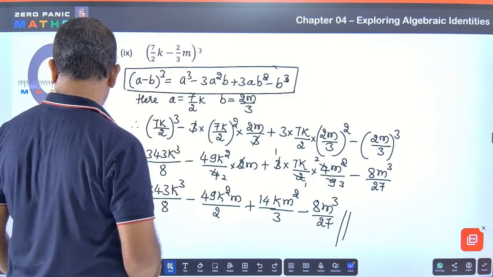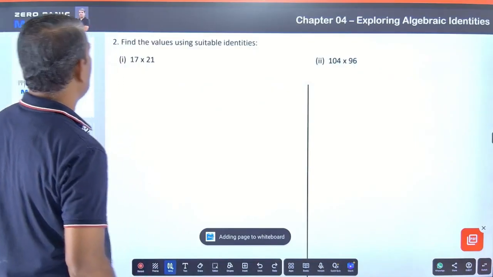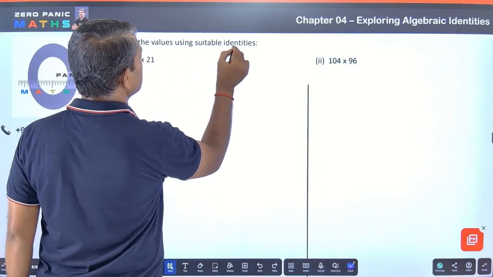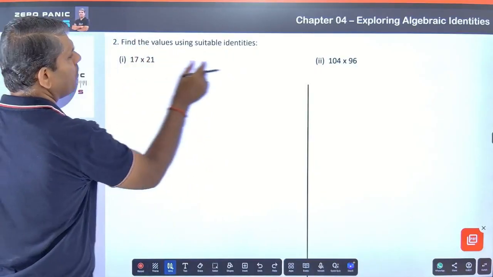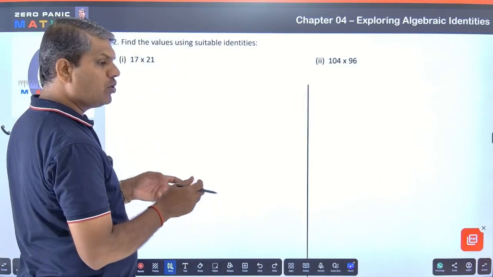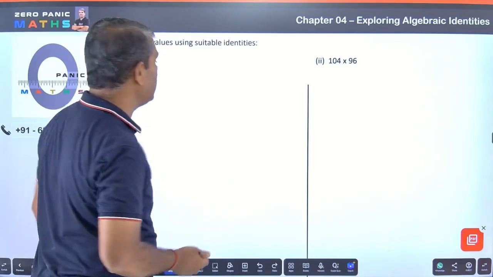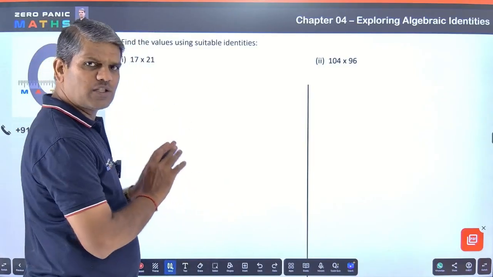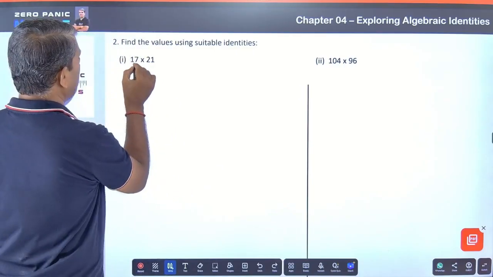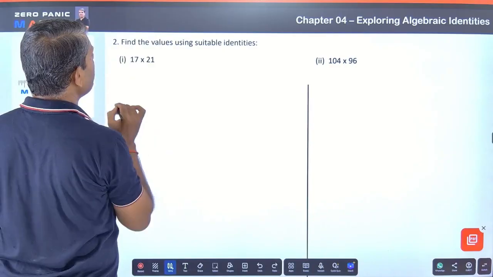Let us quickly move to the next set of problems. So it is the second set of problems. Find the values using the suitable identities. Here there are some products given. We have to convert those product values into the format where we can apply some identities. We have done such problems previously. You will come to know when I write this. So it is 17 multiplied by 21.